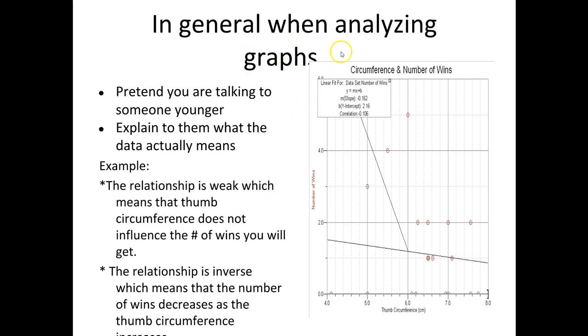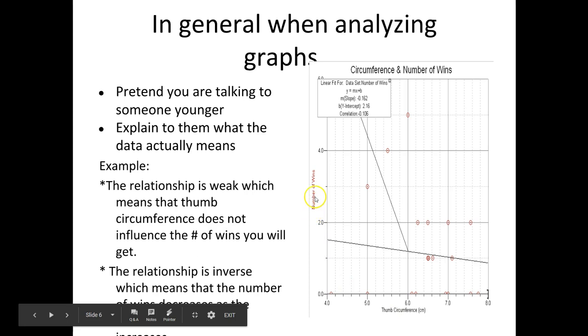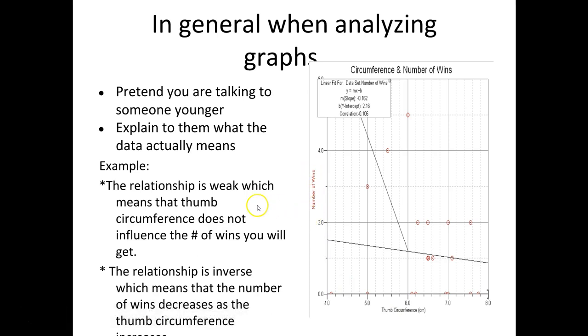So when you are writing and analyzing graphs, pretend you're talking to someone younger. Explain to them what the data actually means. Don't try to justify anything about the data. Just identify that there's a weak relationship. So in this example, we're looking at thumb circumference and the number of wins in a thumb wrestling tournament. So you have a weak relationship because the correlation value is negative 0.106.